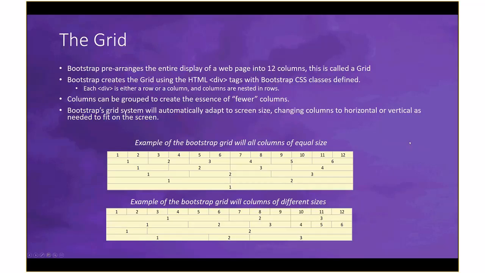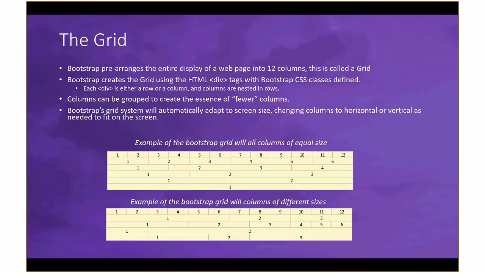So the grid. Bootstrap prearranges the entire display of a web page in 12 columns, and this is called the grid. If you're a web developer, you probably realize one of the first things you have to do to set up a user interface, since there's no layout in HTML by default, is set up a table, right? If you want your user interface to have a menu at the top, some content down the left side, and then a big box for your end user content, you've got to set all that up in a table, right?